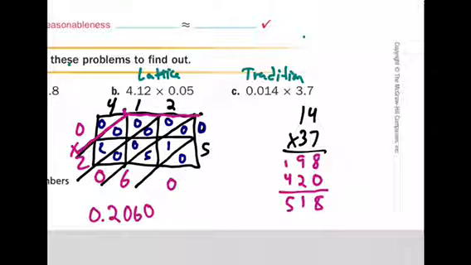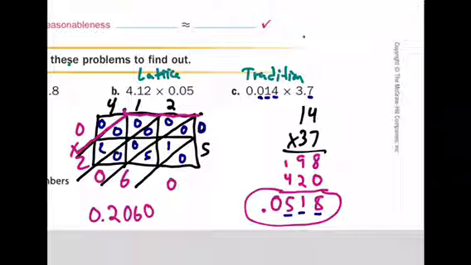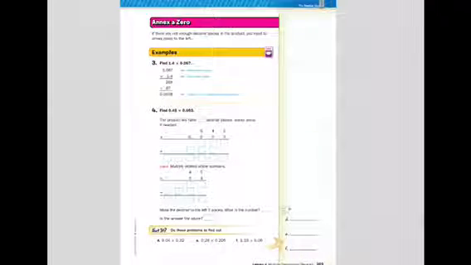So when I count here, I see there's 1, 2, 3, 4. So my answer is going to need 4 digits. I have 1, 2, 3. Don't forget to add a 0 here. Now I have 4. So my answer is 0.0518, or 518 ten-thousandths. All right, so that's B and C. And now it's time to go on to the next page.